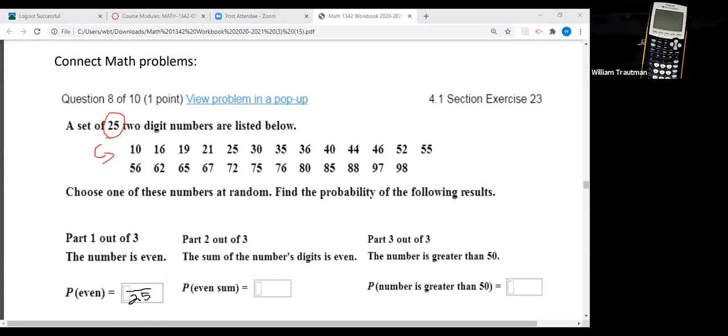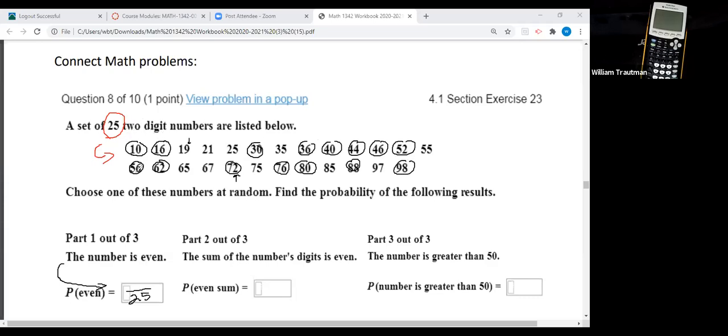Now the top is desired. Desired is how many of those numbers are even, the number of even numbers. Even numbers end in an even number at the end. Do you see that's even? 19 is not even. That's an odd number. That's even. 36, 40, 44, 46, 52. 55 is not even. We're looking at the last digit to the right to determine if they're even or odd. These are all even numbers.